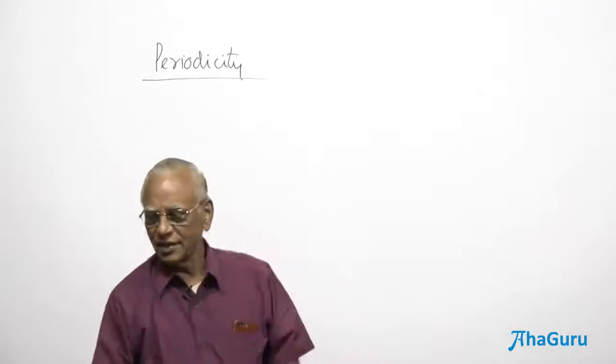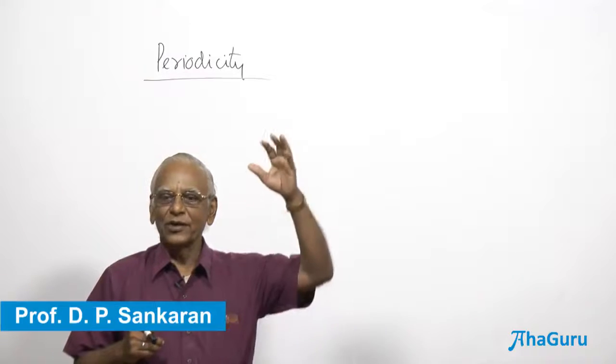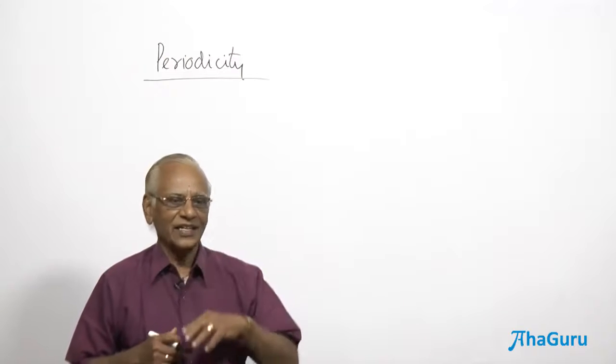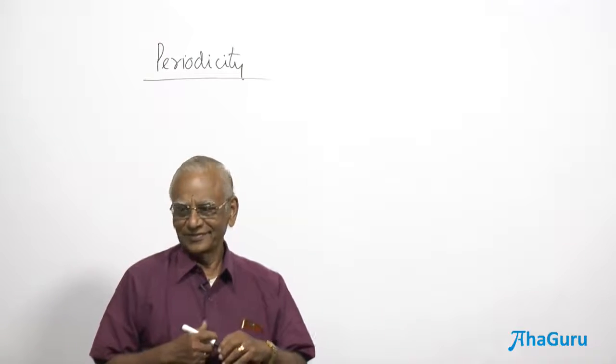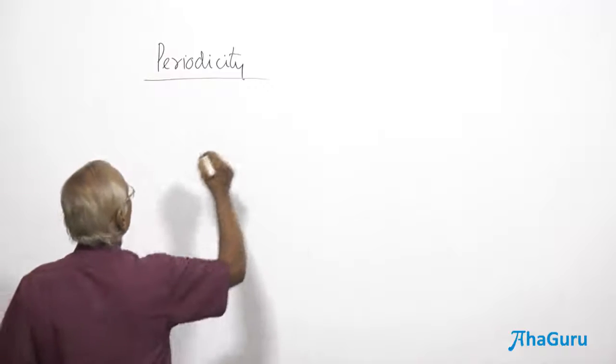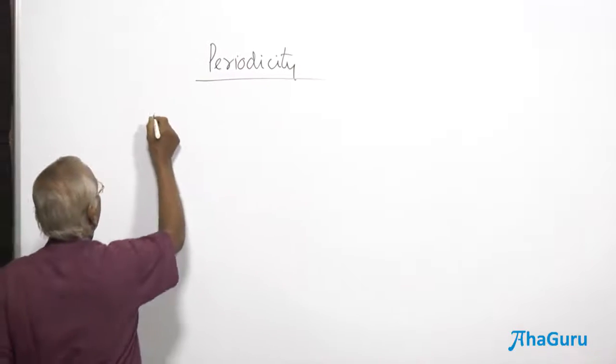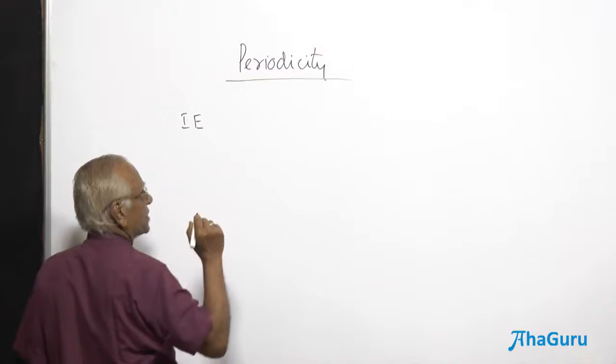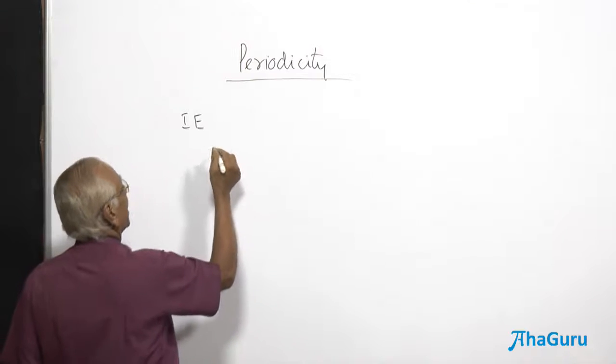Define ionization enthalpy. It's the amount of energy required to remove a loosely bound electron in the outermost shell of a gaseous atom. So, kilojoules per mole. Ionization enthalpy. Yes. Now, let me start from what I left last class.